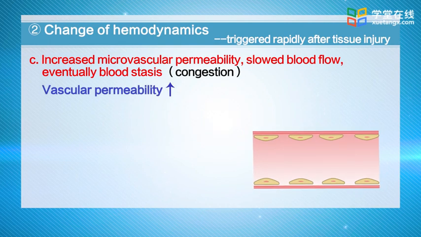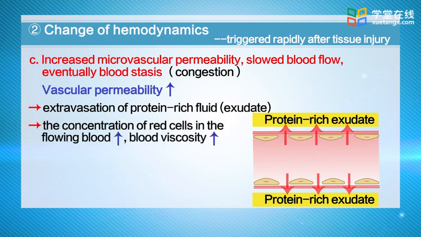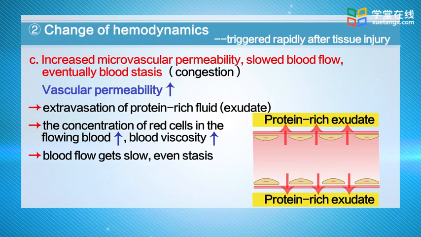The enhanced permeability of the microvasculature leads to extravasation of protein-rich fluid through vessel wall to form exudate. This extravasation lowers the intravascular colloid osmotic pressure and accelerates water outflow from the blood. This makes the blood more concentrated, thereby increasing blood viscosity. Blood flow is slowed down and may even stop.